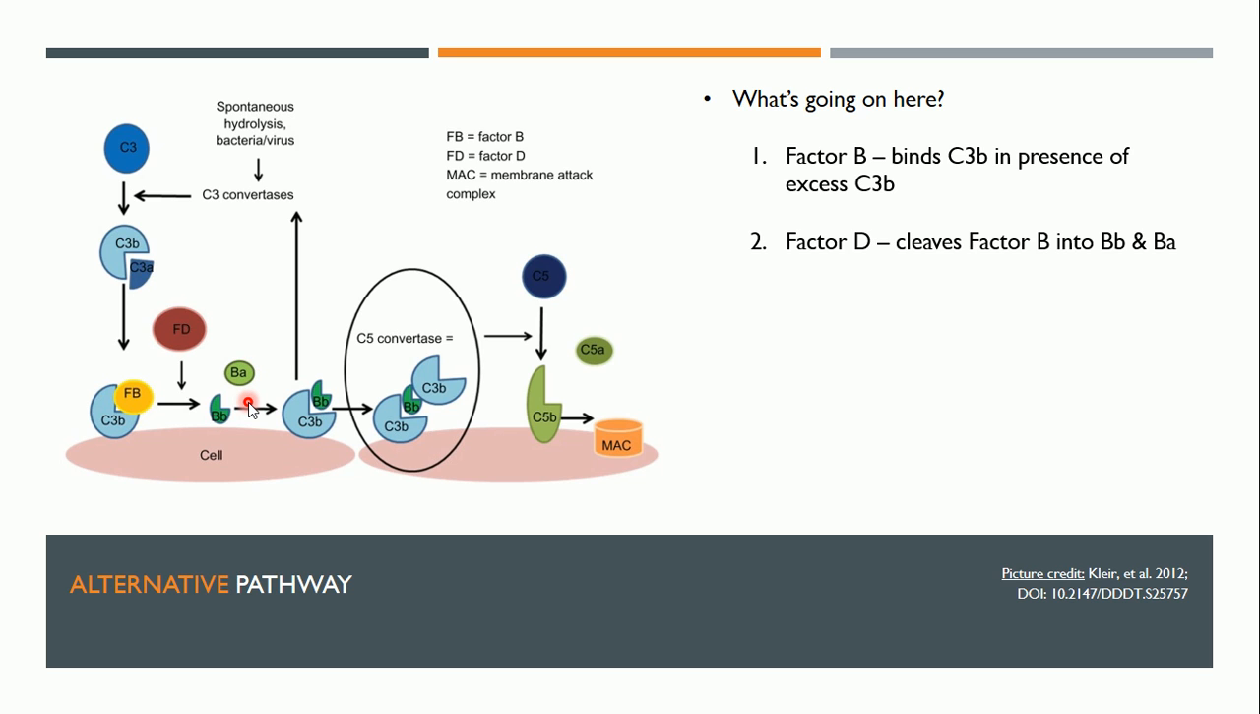So C3b, Bb will then be what's left. The A fragment of factor B is going to just go off, and we aren't going to focus on that anymore. So C3b, Bb is also going to act as a C3 convertase. What that means is it's going to cleave C3 protein into C3a and C3b.